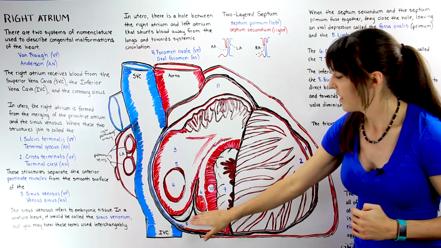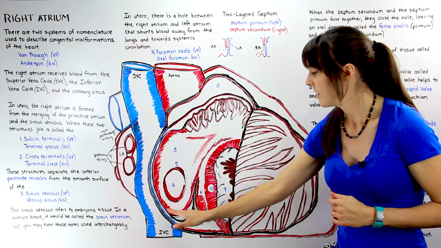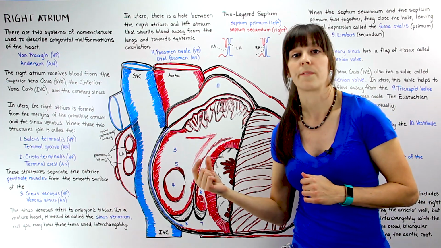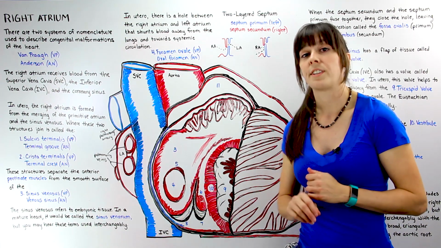And so we see that once the baby is born, the size of this valve greatly diminishes and it becomes much smaller. And so this would be the eustachian valve.